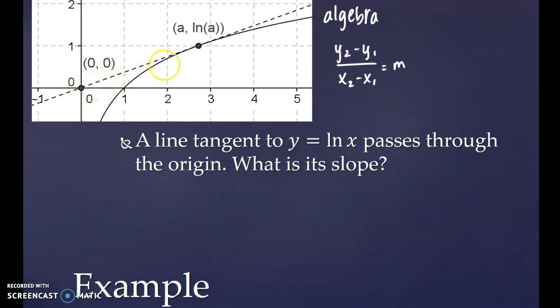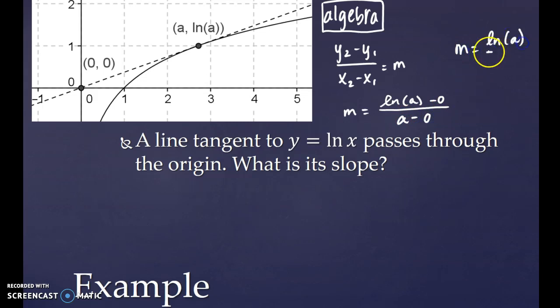Since I labeled my 2 points, I have the origin, which is 0, 0, and I have a, natural log of a for my other point. I can figure out algebraically that the slope is going to be equal to natural log of a minus 0 over a minus 0, which means my slope is going to be natural log of a divided by a. Kind of stuck there. I still don't know what a is, but I have an expression for the slope, and that's all just thinking about slope algebraically.